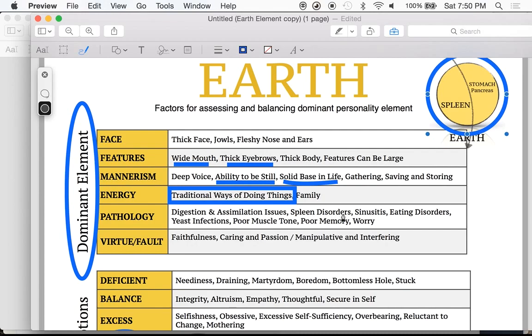Now, spleen disorders, which can often manifest in autoimmune or immune problems, because in traditional Chinese medicine, the spleen has a lot to do with immune response. Those are going to be common.